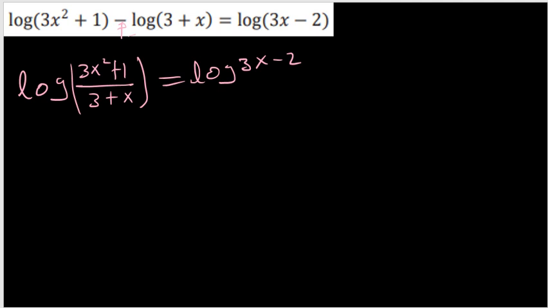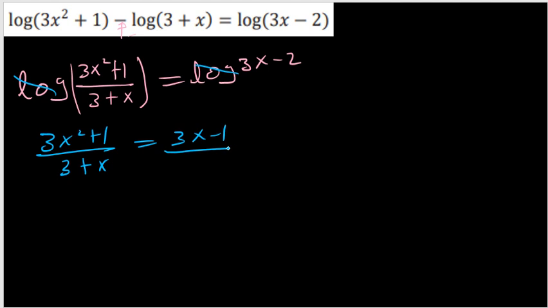Now these two logarithms do have the same base, so ignore the logarithm now, and then equalize it. (3x² + 1)/(3 + x) is equal to 3x − 1. This means over 1, I mean minus 2, sorry. This is over 1. So now I can apply cross multiplication. I will multiply this with this, the denominator.